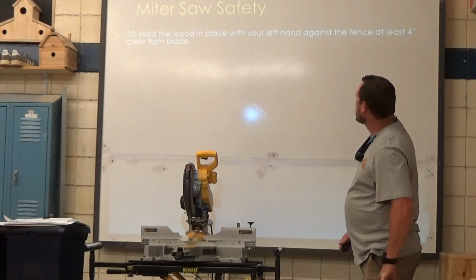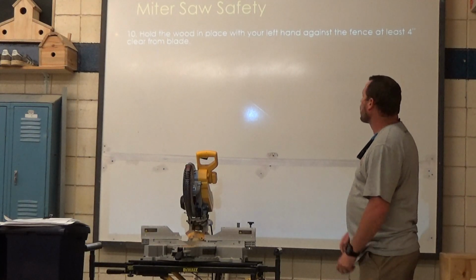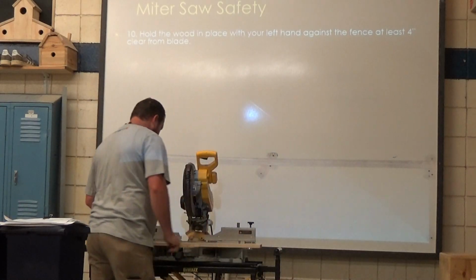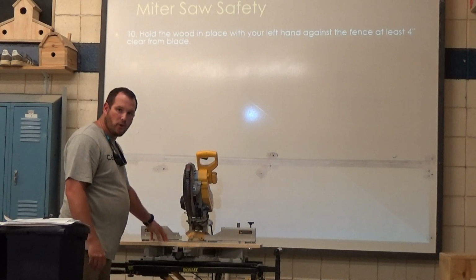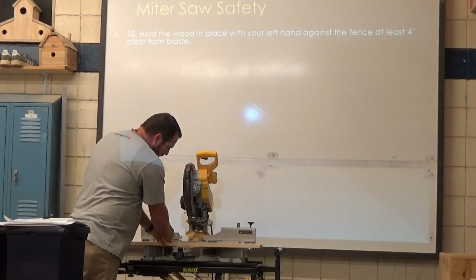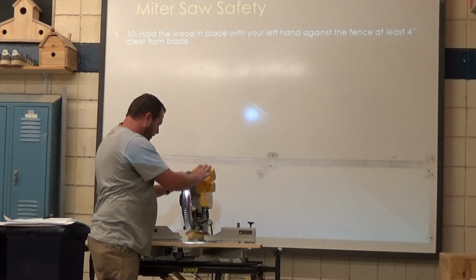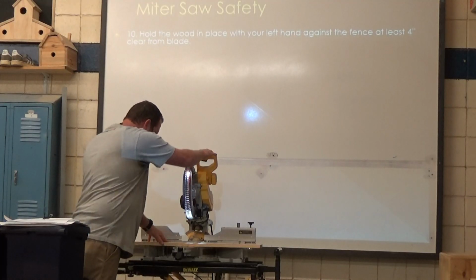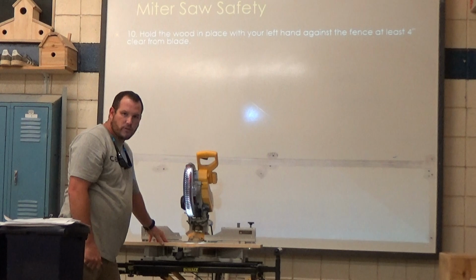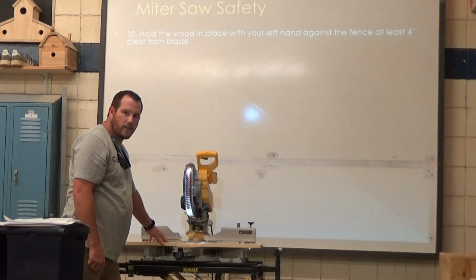Number 10, hold the wood in place with your left hand against the fence at least 4 inches from the blade. Whenever you're cutting, your hand has to hold the wood down. All right? And your hand needs to be at least 4 inches from where the blade is going to cut. That gives you plenty of room between the blade and your hand to keep you safe from cutting off your fingers. Okay?